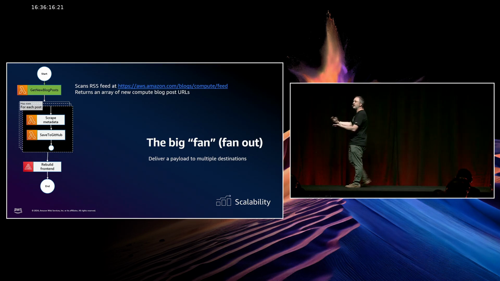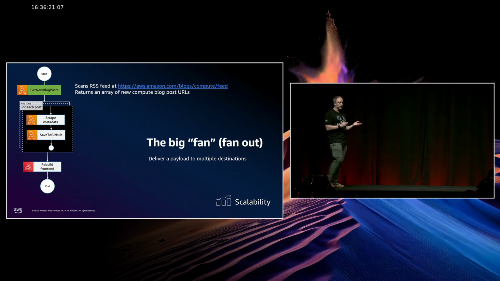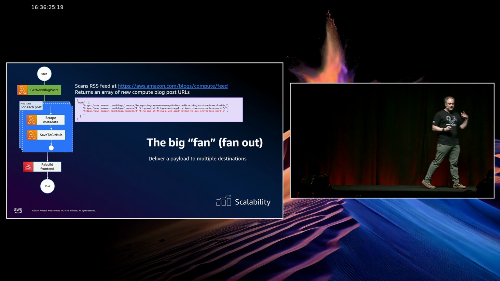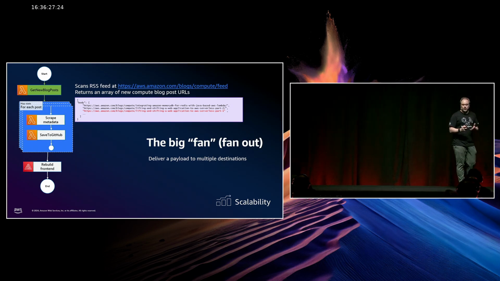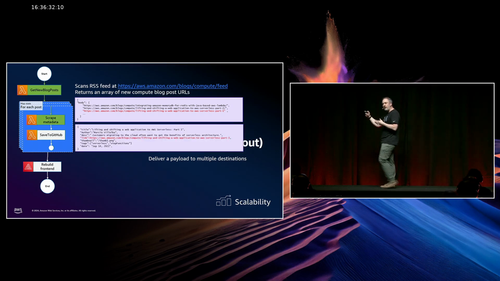This would run on a schedule each day. Scan the RSS feeds for all the new blog posts from the last 24 hours. That would produce an array of URLs. We would then send that to this map state, which would go ahead and scrape additional data from those blog posts, right? Produce an object like this for each post.